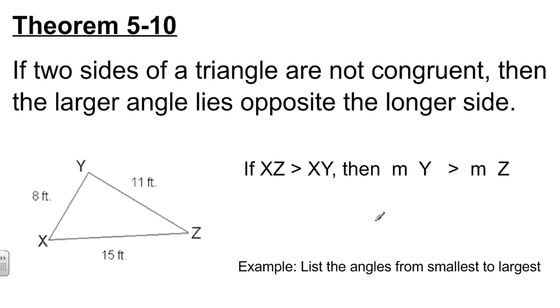All right, next topic. Theorem 5.10 says, if two sides of a triangle are not congruent, then the larger angle lies opposite the longer side.